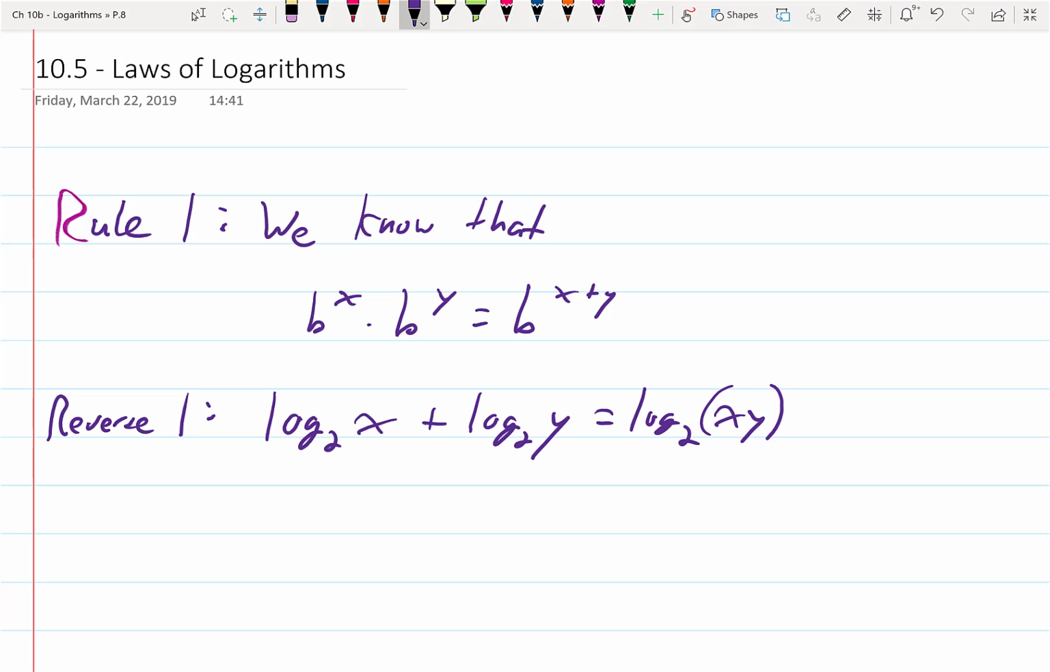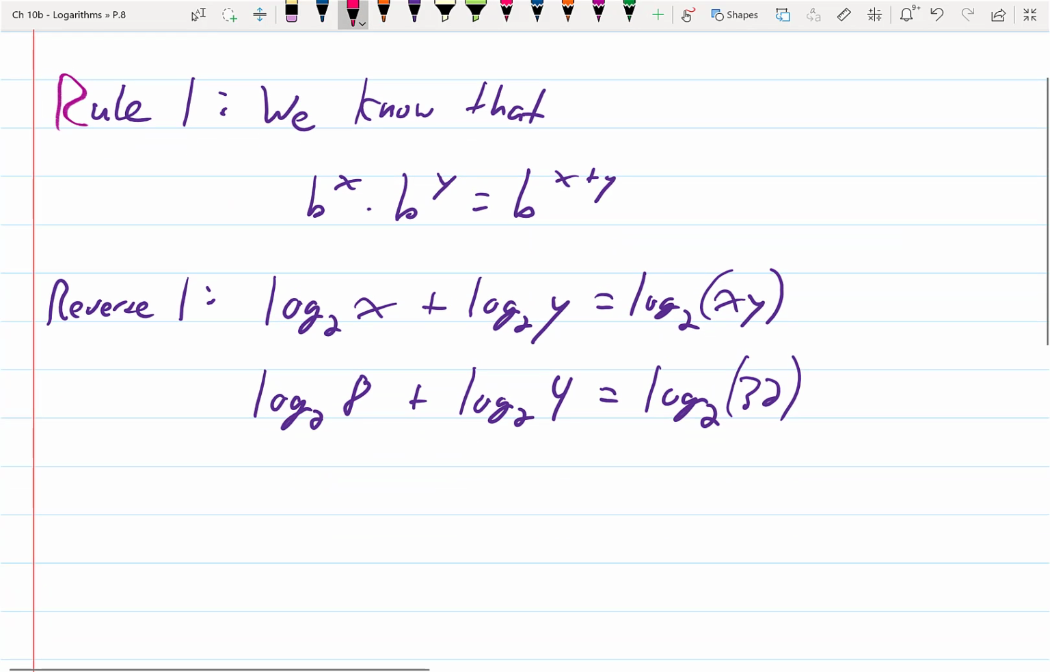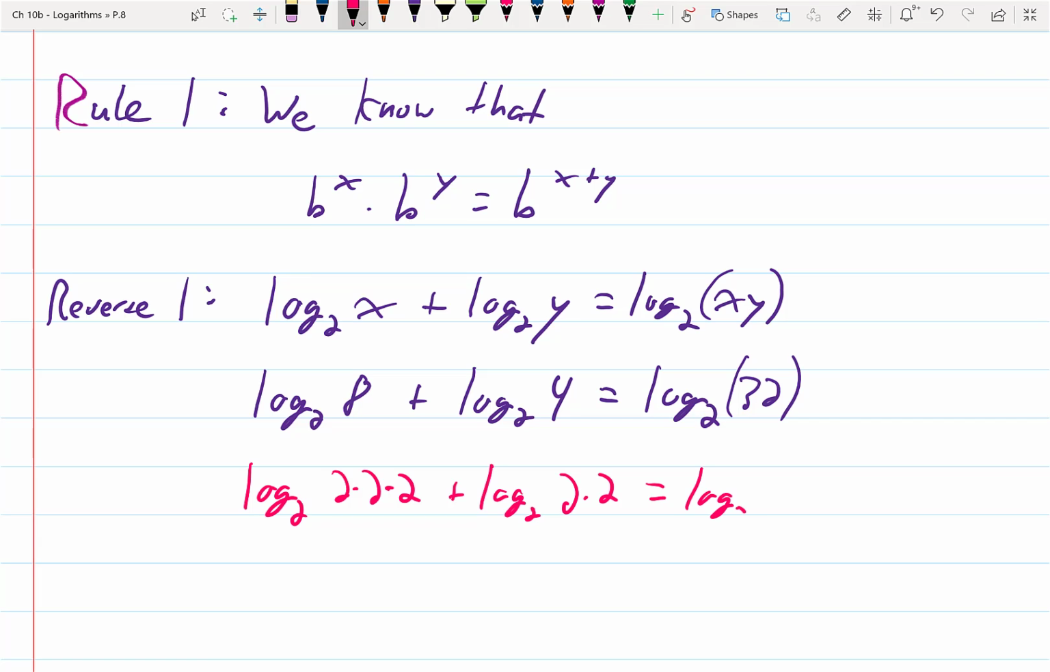There was a problem. I told you that this would come back. Now we're here. It was this same problem, log base 2 of 8 plus log base 2 of 4, and it wanted you to show that that was the same as log base 2 of 32. I'm going to write underneath here and explain this one a little bit more. This is the log base 2 of 2 times 2 times 2 plus the log base 2 of 2 times 2 equals the log base 2 of 2 times 2 times 2 times 2 times 2.